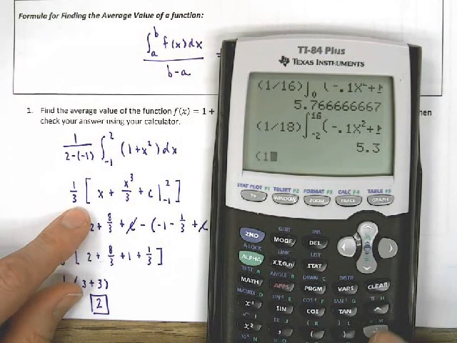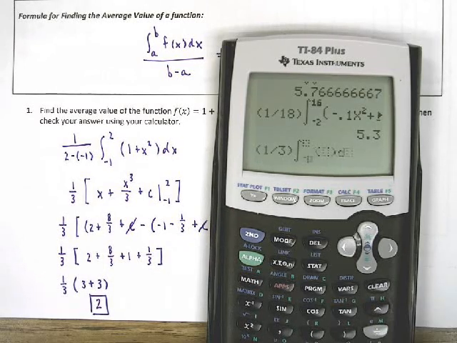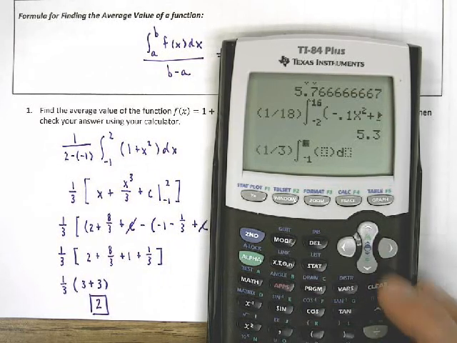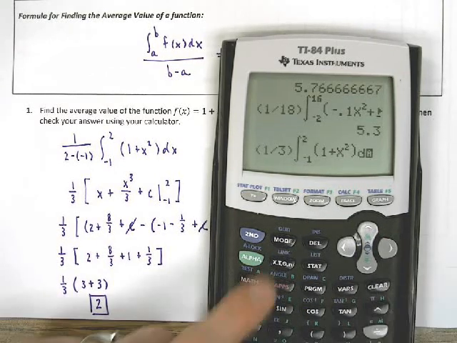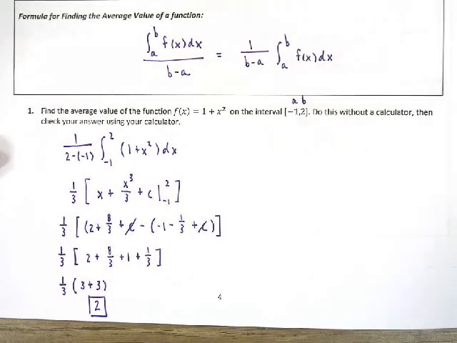So I had 1/3 times math 9, my integral from -1 to 2. See if I can get this right. There we go. Of 1 plus x squared dx, and that's 2. So we know we're right. So that's just the mechanics of how we work through this.